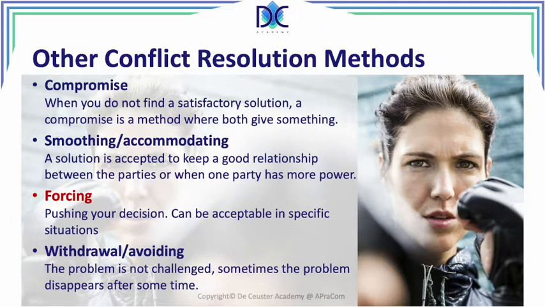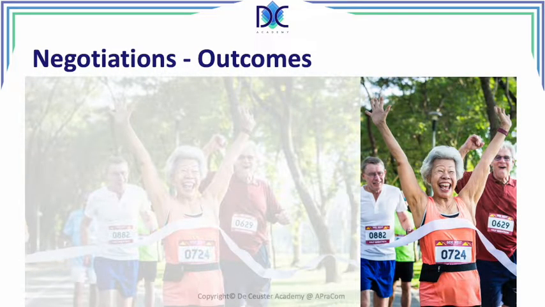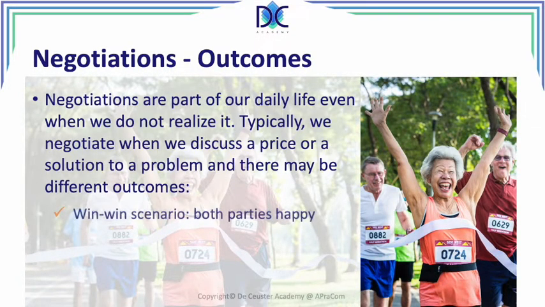Another element is about negotiations and what the outcomes of negotiations are. Typically, we negotiate for many things. We may have some freedom in negotiation. We talk about people. We try to discuss a price or a solution to a problem, and we may have different outcomes. First of all, there is a win-win scenario where both parties are happy about the outcome.